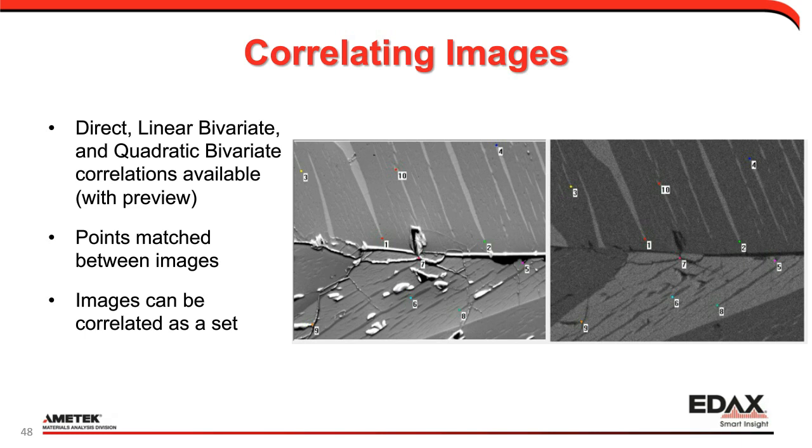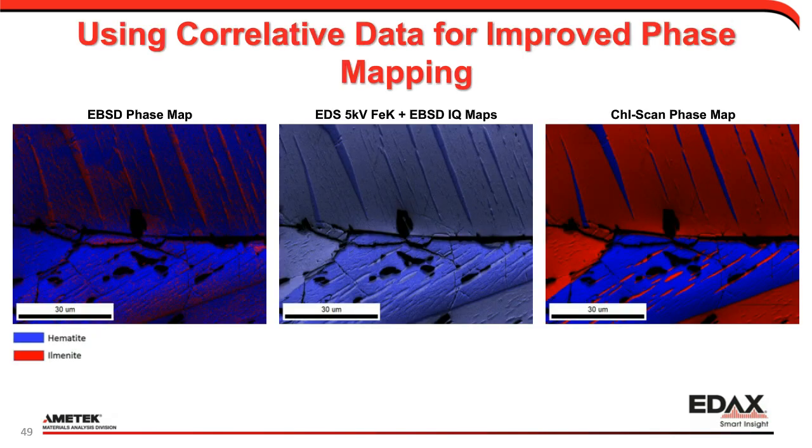And so once we do that, we're then able to say, here's our original EBSD phase map. We can take our 5 kV data and correlate it with the EBSD image quality, then use that to drive the Kaiscan phase map. And so what we're able to do now is resolve features with finer spatial resolution than we could at just our 20 kV EBSD analysis tilted. So we get better spatial fidelity with both the orientation and EDS chemical information.